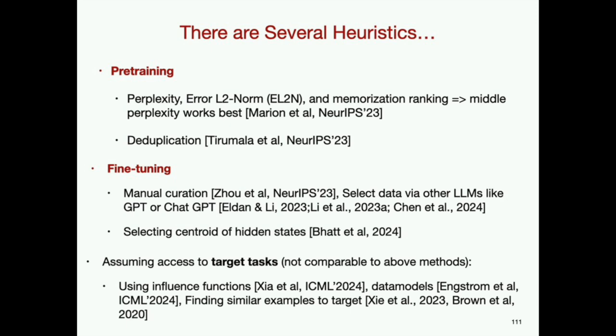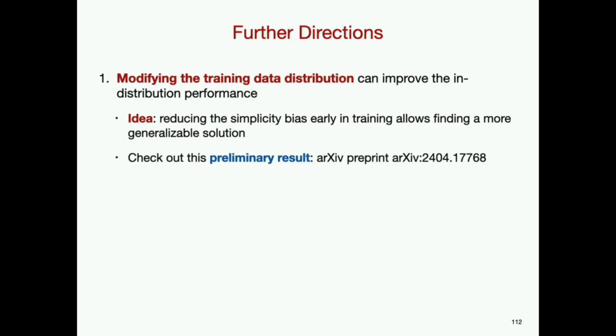another line of work assumes that we have a target task at hand, and then we can directly select some of the training data that maximizes the performance on this target task, right? The objective is slightly different. The objective is maximizing the performance on the target task, which is different from the previous approaches. And here, people have proposed using influence functions and data models. Both, I believe, are being presented at ICML this year, and a couple of other approaches also exist. Okay, future directions, and wrapping up.